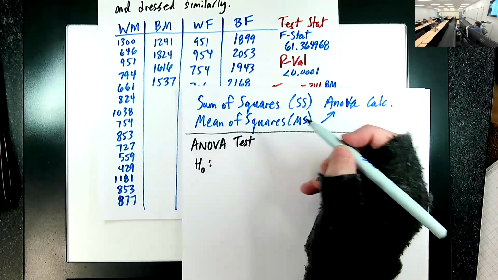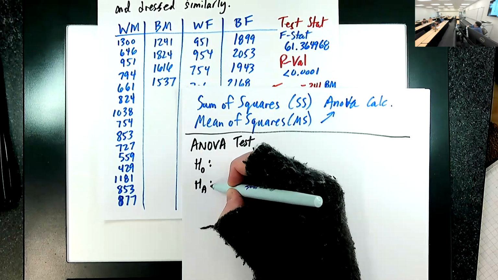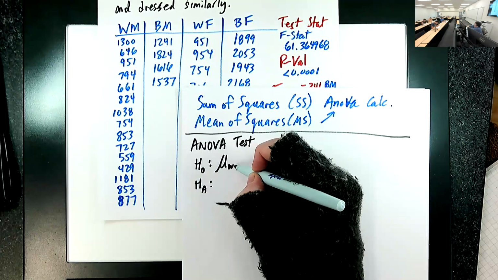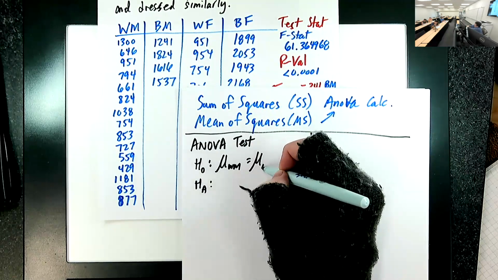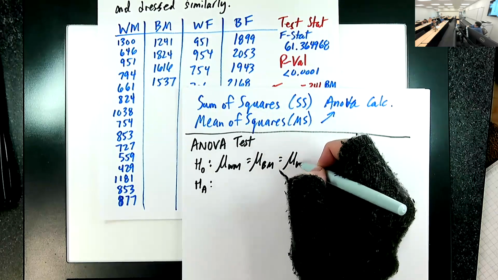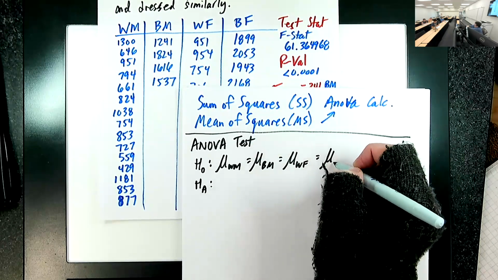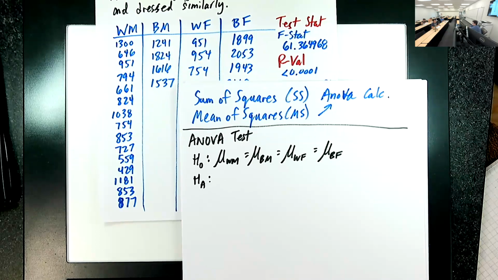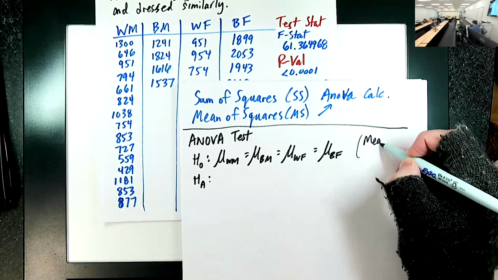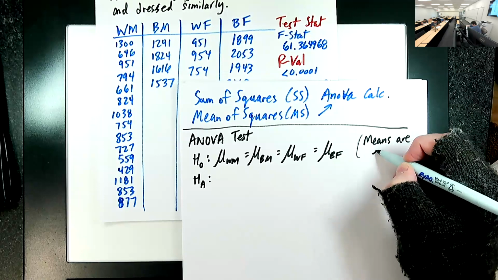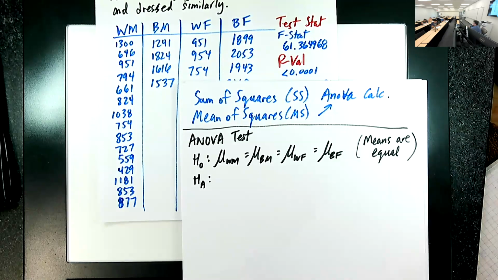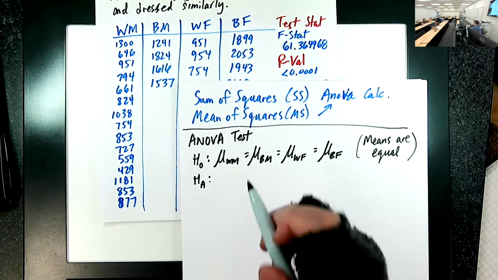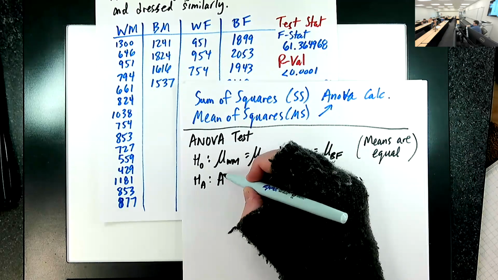H naught for this one will be mu of white males equals mu of black males, which equals mu of white females, which equals mu of black females. That's H naught. The means are equal. HA is at least one mean is different.